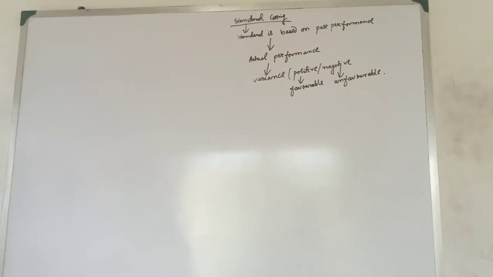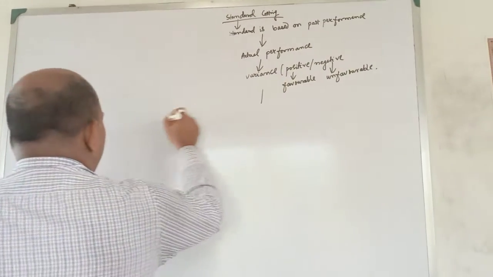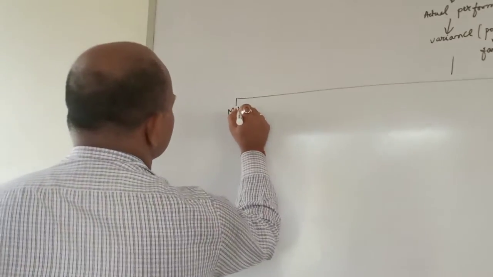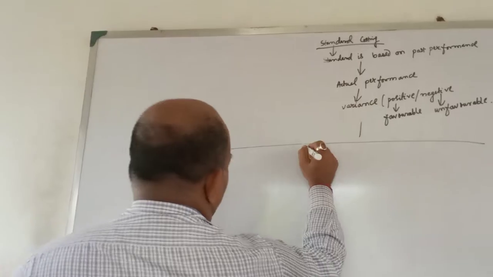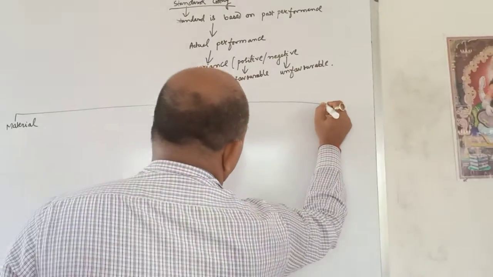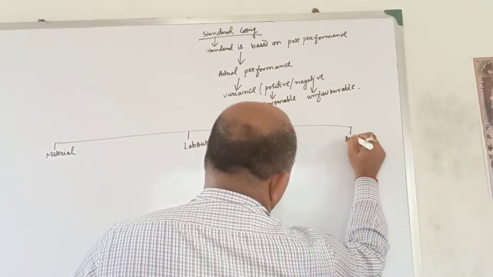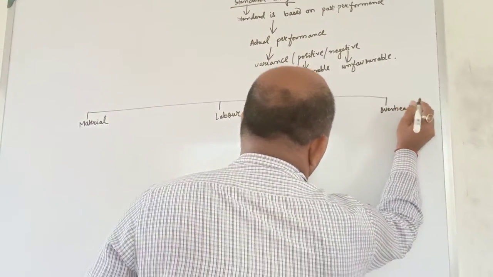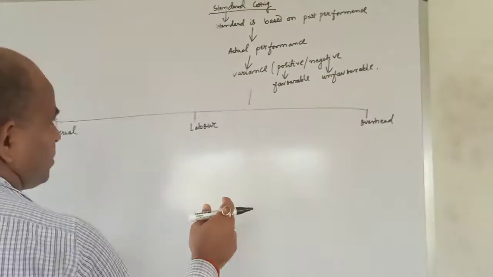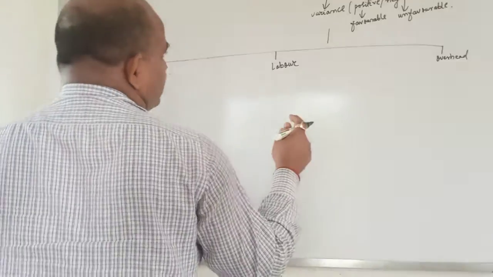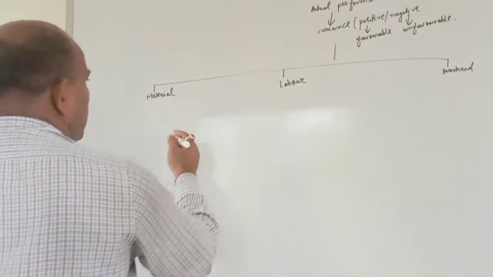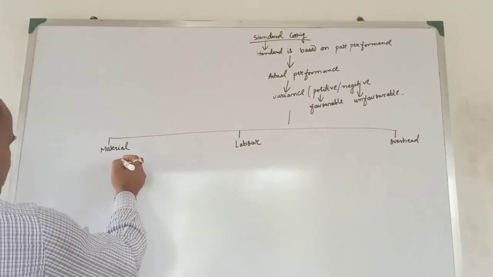Now, in standard costing, there are three parts. One is material, another is labor, and the third is overhead. There are also variances of sales and profit margins, which are the opposite of cost. Now we will start with the materials.